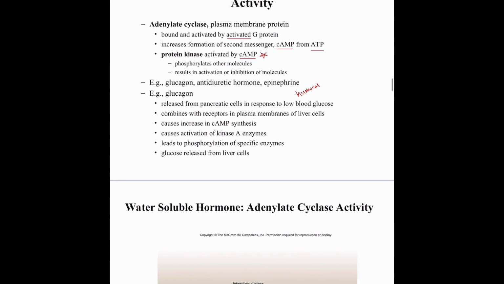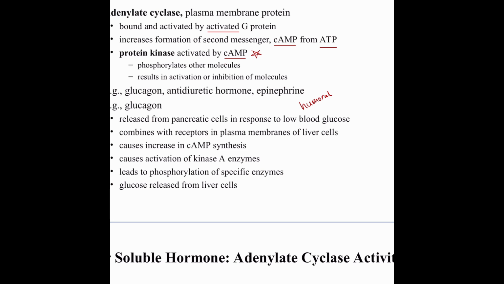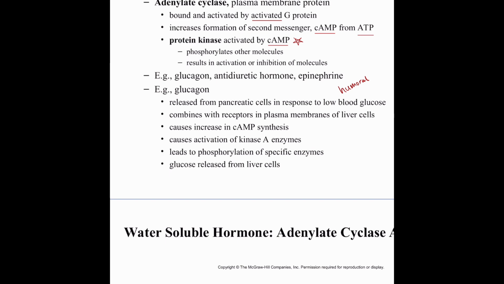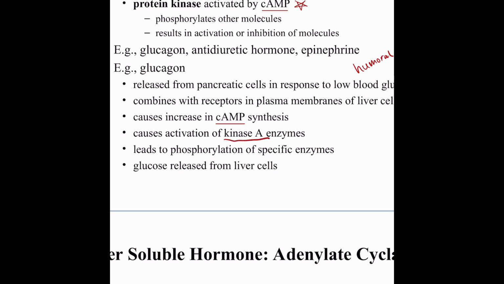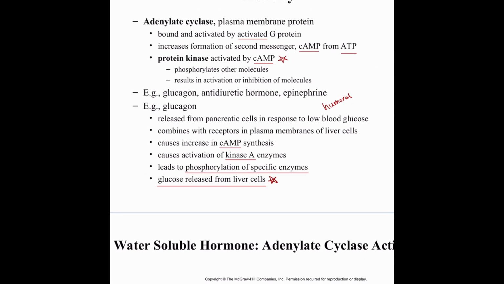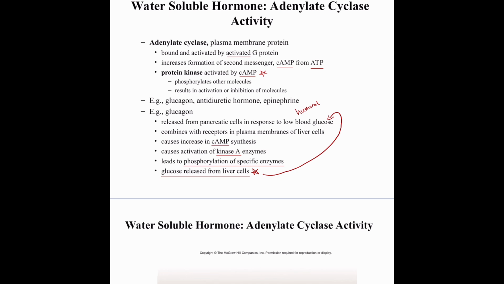So it needed the hormone first to get to the outside of the membrane to activate the G protein, to then activate the formation of cAMP, which is our second messenger, and the formation of cAMP led to the activation of our kinase A enzyme, which leads to phosphorylation of specific enzymes, right? And in the final step, this is what we wanted to do all along, which was to release glucose from liver cells. So to get to here, we have to go all the way through this, right? That is essentially the downside of these water-soluble hormones.